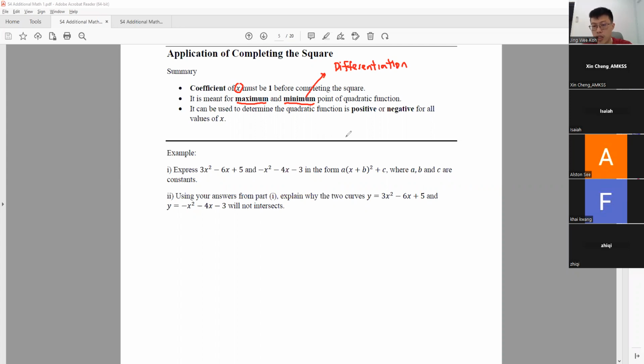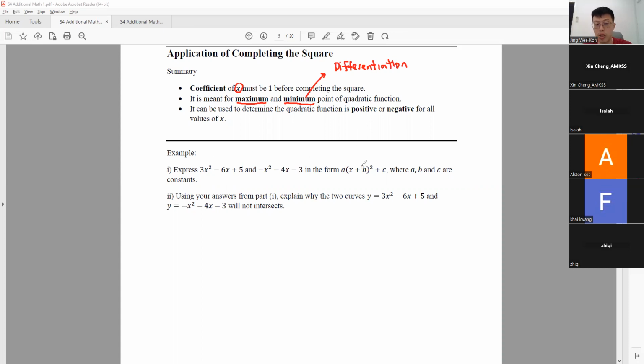However, the question can be phrased in such a way that you have to use your completing the square form to do it. Then you will not be able to use differentiation. Differentiation will also allow you to find the maximum or minimum point of your quadratic graph, but it depends on how the question is phrased.